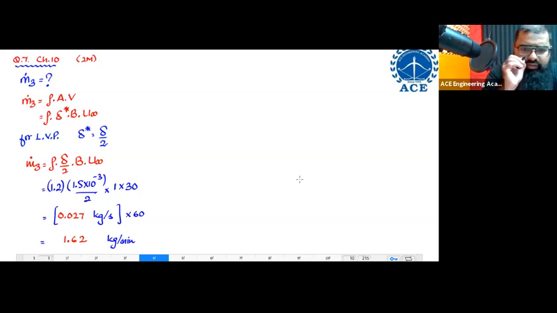The only difficulty was that the velocity profile was not linear, it was a parabolic velocity profile, and for that we do not have the formula. You have to derive the value. We do not have the value of delta star already defined, so you will have to develop the value of delta star there.